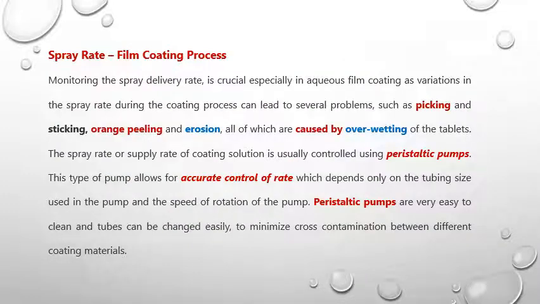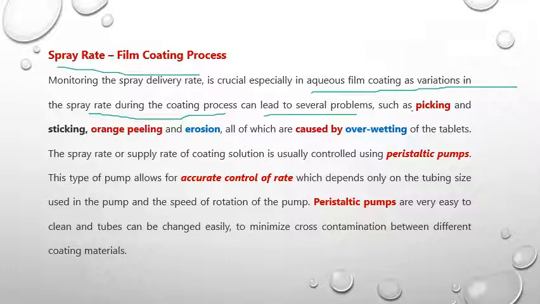Now, the spray rate in the film coating process. Monitoring the spray delivery rate is crucial, especially in aqueous film coating. Variation in the spray rate during the coating process can lead to several problems such as picking and sticking, orange peel effect and erosion, all of which are caused by the overwetting of the tablet.